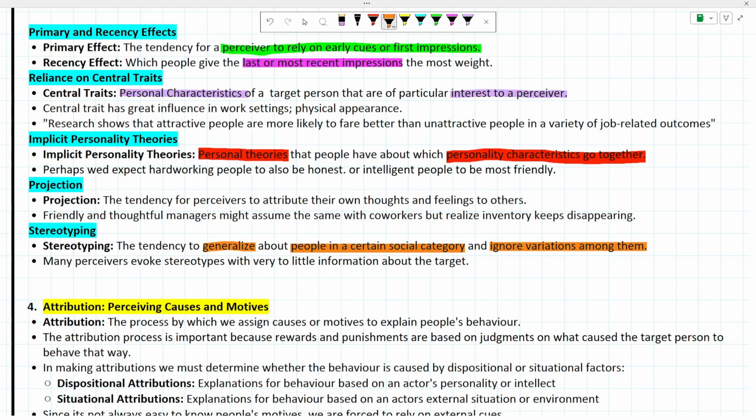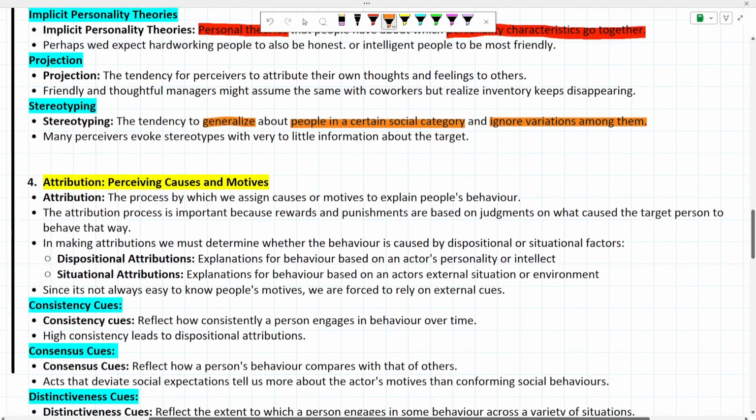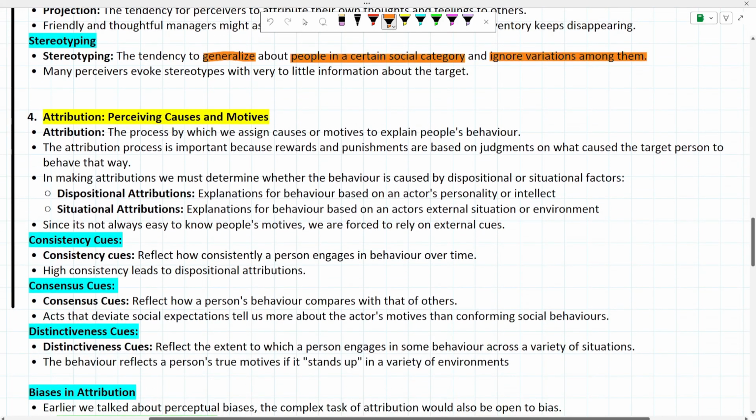So many perceivers evoke stereotypes with very little information about the target. You might see someone from a social category, let's say their race, and many perceivers who stereotype can just look at them, know nothing about the target, and evoke a stereotype about them. So that's a really big problem in today's society. So, for attribution, perceiving causes and motives: attribution is the process by which we assign causes or motives to explain people's behaviors.